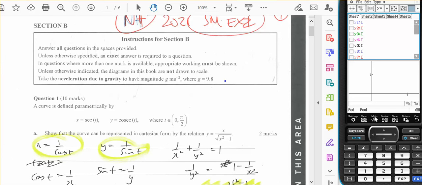I'm going over into graphs and tables, and I'm going to enter parametrically. So I change it from y equals to x(t) equals, and I get 2 lines per equation. And this is sec, which is 1 divided by cos.